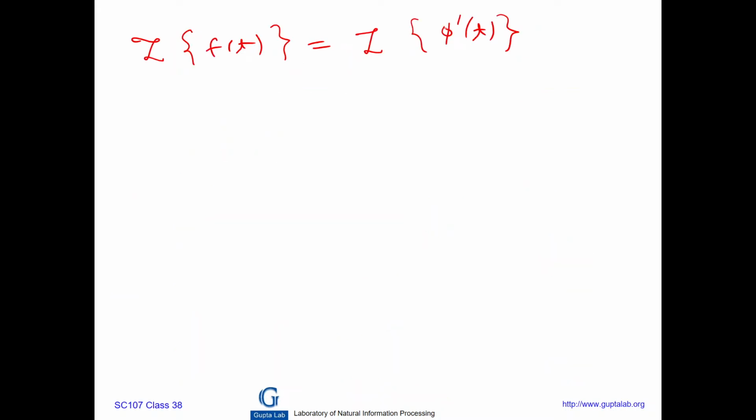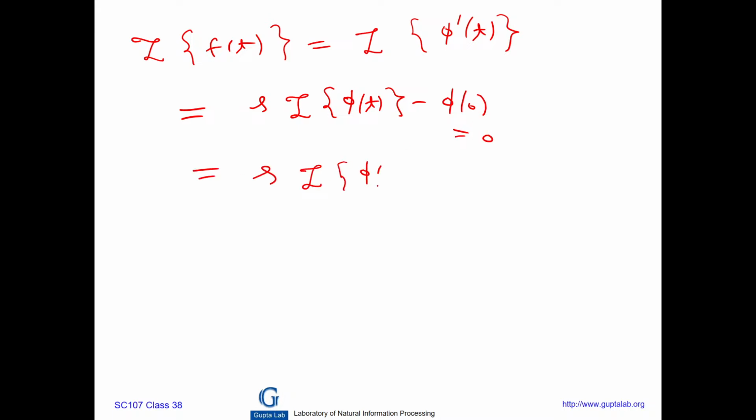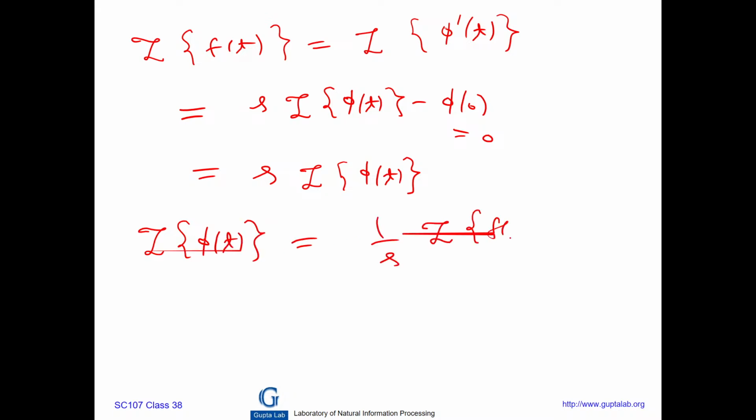Now I can apply the formula: s times the Laplace transformation of phi of t minus phi of 0. Now phi of 0 is 0, so this is nothing but s times the Laplace transformation of phi of t. So that means the Laplace transformation of phi of t is 1 over s times the Laplace transformation of f of t. And what is phi of t? This integral, right?